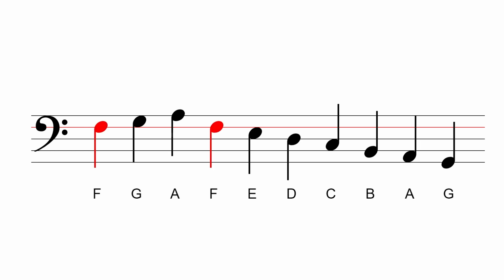Moving on to the bass clef, or the F clef. Its 2 dots are positioned around the F line, specifically the 4th line from the bottom of the staff. This clef is typically used for lower pitched instruments and voices.